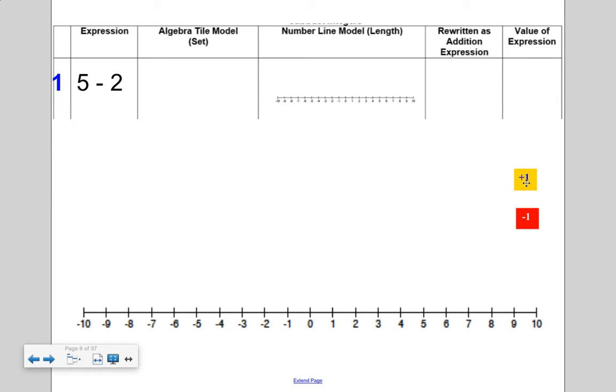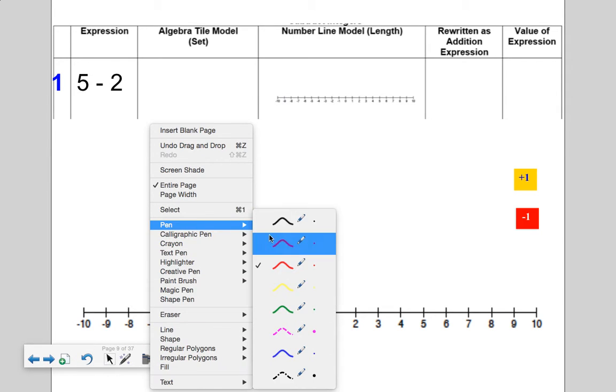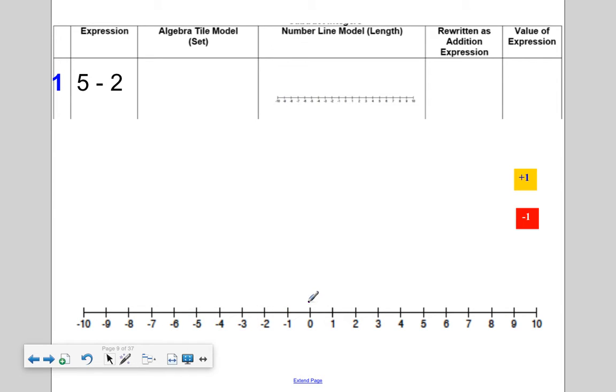We can represent it on a number line. So we start off at 0. We go 5 units to the right. And minus 2 means you go back 2, or 2 units to the left. So we're at 3.